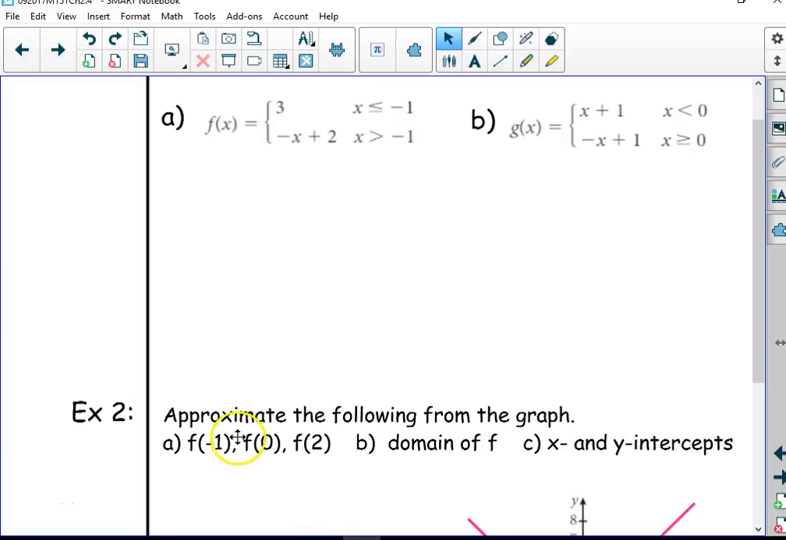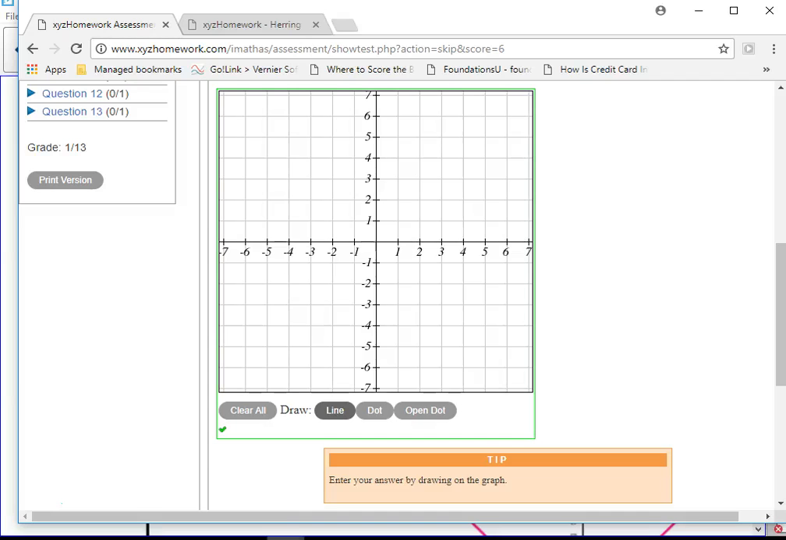On to piecewise functions. I have found these so challenging to graph in the software, but I'll show you what I figured out, and hopefully you can get through this as well. On our first piecewise function, y is equal to 3 when x is less than or equal to -1, and then y is equal to -x plus 2 when x is greater than -1.